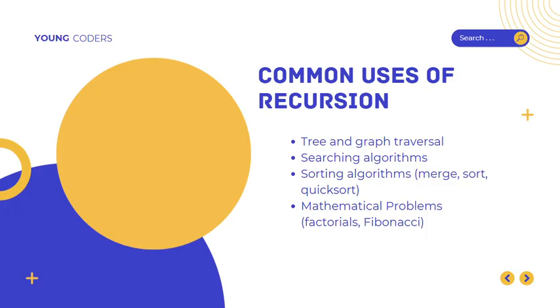Recursion is especially useful for working with data structures like trees and graphs. It is also used in algorithms like merge sort and quicksort, where problems are naturally split into smaller pieces.